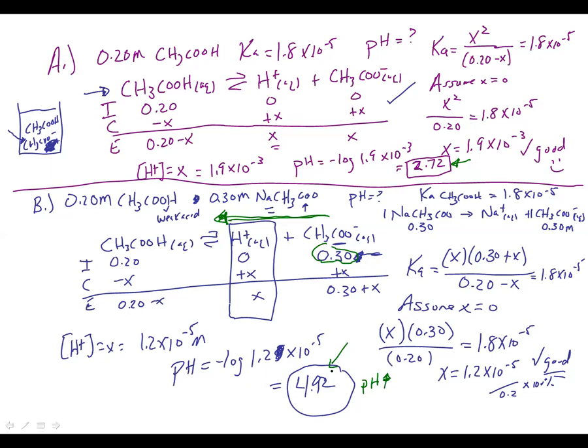Essentially, if I took 0.3 and I added 1.2 times 10 to the minus 5 to it, it's essentially going to remain at 0.3. Same thing over here. If I took that 1.2 times 10 to the minus 5 and subtracted it from 0.2, it will essentially remain 0.2. So when we do have these common ions, our initial concentrations end up being our final concentrations for each of these things.